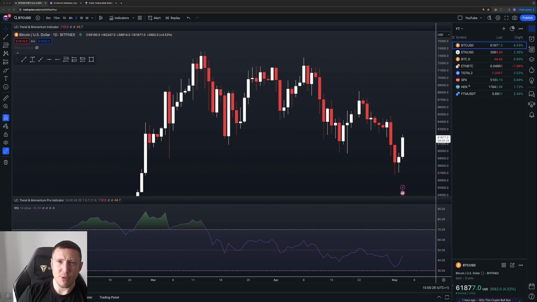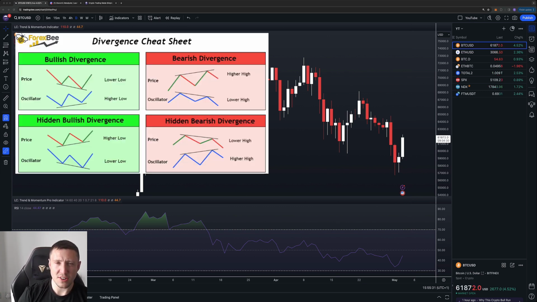So the most effective way of using the RSI as a trading tool is by looking for divergences. I've got a little cheat sheet up on the screen for you to look at whilst you follow along. You can get this from Google Images. Just simply type in divergence cheat sheet, and there are loads of options available. Either have it on your desktop or print it off, put it on your trading desk, put it on your wall, whatever you like to do. But essentially there are 4 different types of divergences.